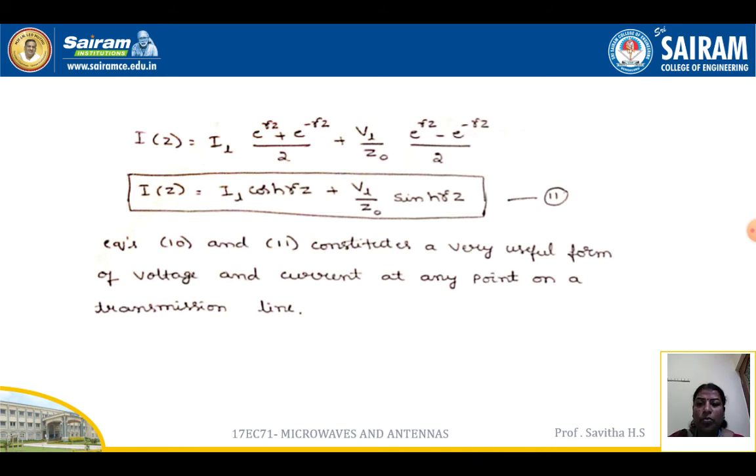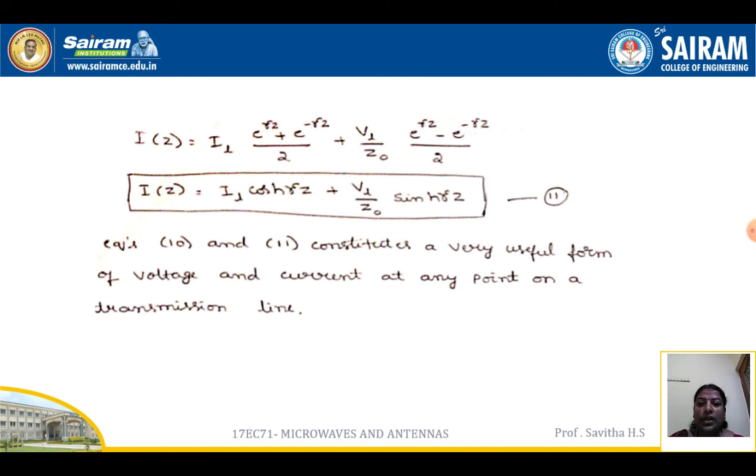Similarly, we can prove for the current also. I of z is equal to IL times (e to the power of gamma z plus e to the power of minus gamma z) divided by 2, plus VL by z naught times (e to the power of gamma z minus e to the power of minus gamma z) divided by 2. So I of z is equal to IL cosh gamma z, that is hyperbolic gamma z, plus VL by z naught sinh gamma z.